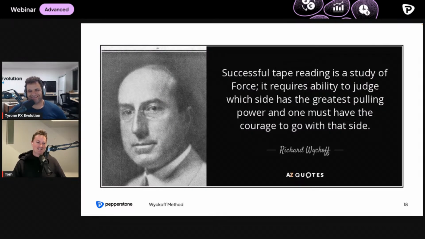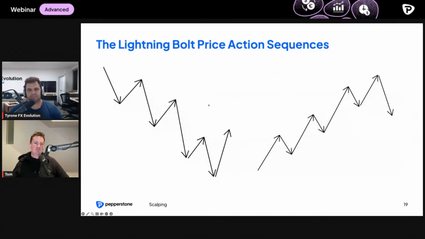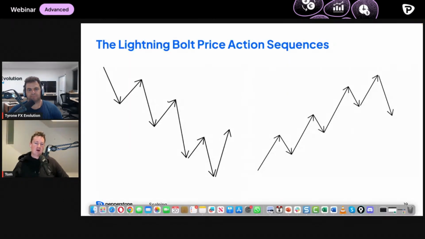Richard Wyckoff: successful tape reading, guys, is the study of force. It requires our ability to judge which side has the greatest pulling power, and one must have the courage to go with that side. Now, the reason we like Wyckoff's quote here so much is because he's basically saying we need to spot where the big players are, and we need an early detection system to find out when a big player has made a decision or change.